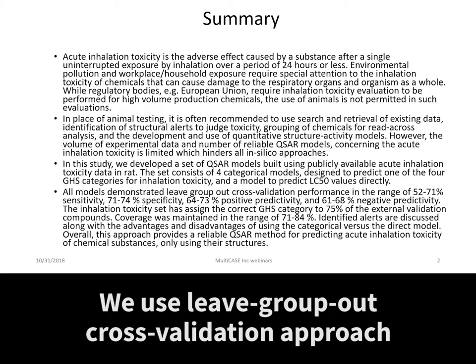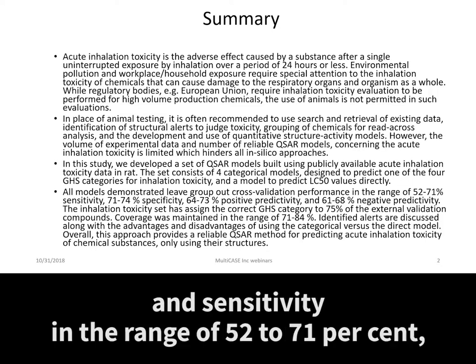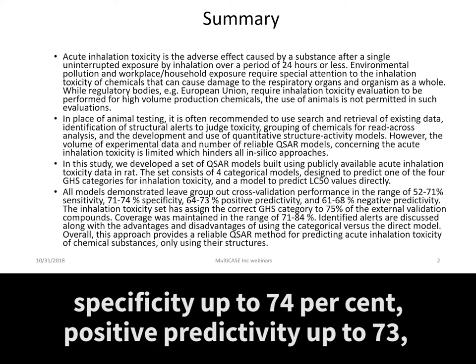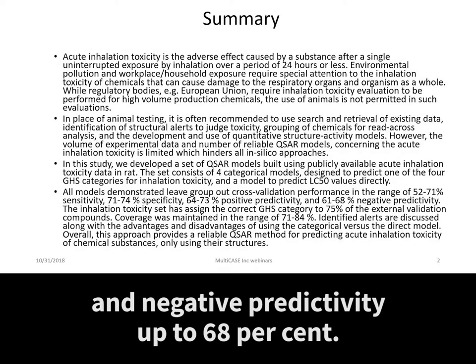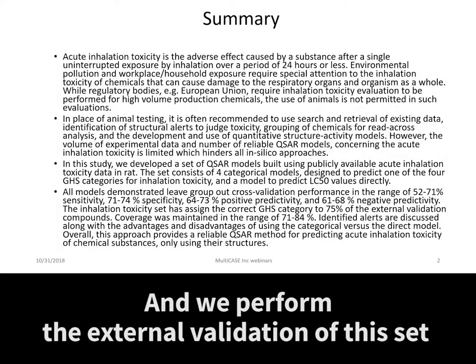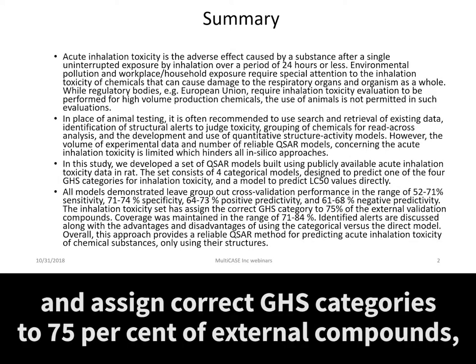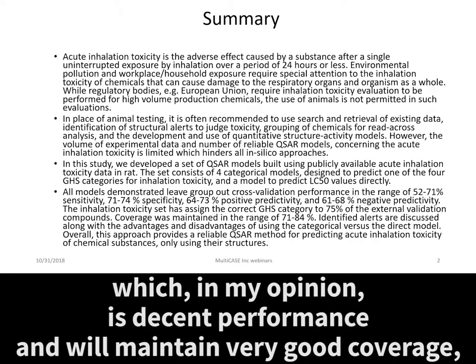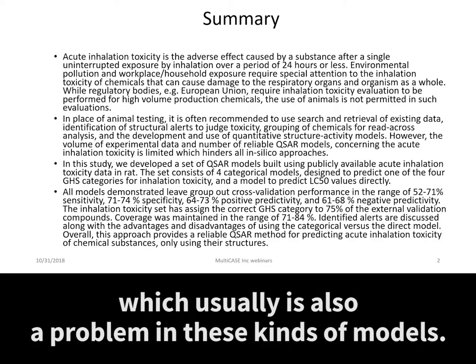We used a leave-group-out cross-validation approach, with sensitivity in the range of 52 to 71%, specificity up to 74%, positive predictivity up to 73%, and negative predictivity up to 68%. We performed an external validation of this set, and it assigned correct GHS categories to 75% of external compounds, which in my opinion is decent performance. We also maintained very good coverage, which is usually a problem in these kinds of models.